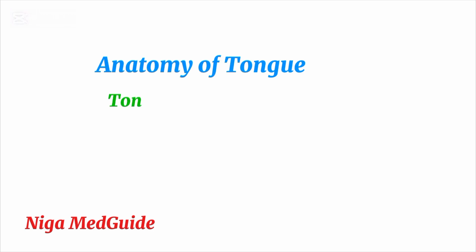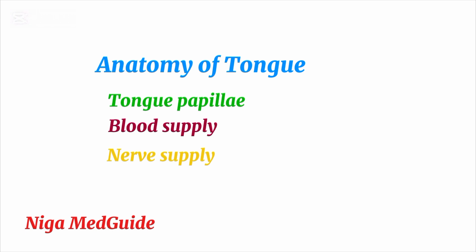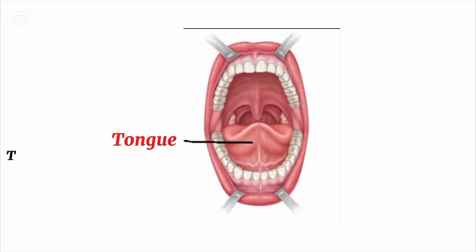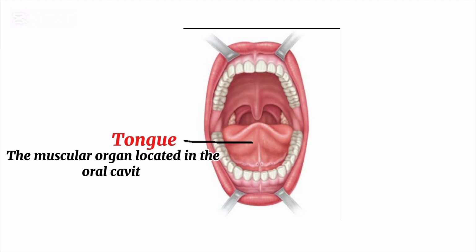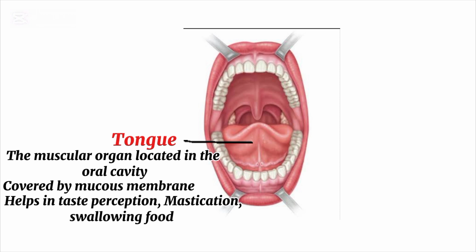Today we are going to discuss the anatomy of the tongue, papillae, its blood supply and nerve supply. Tongue is the muscular organ that is located in the oral cavity. It is covered by mucous membrane and plays a vital role in taste perception. Mastication means breaking down food and swallowing of food.